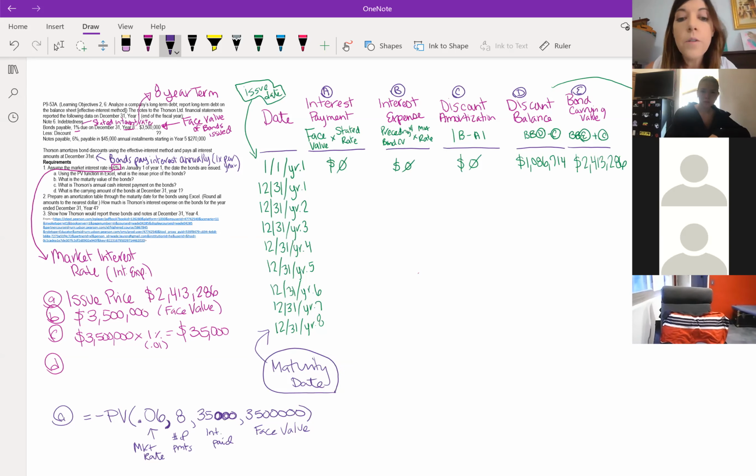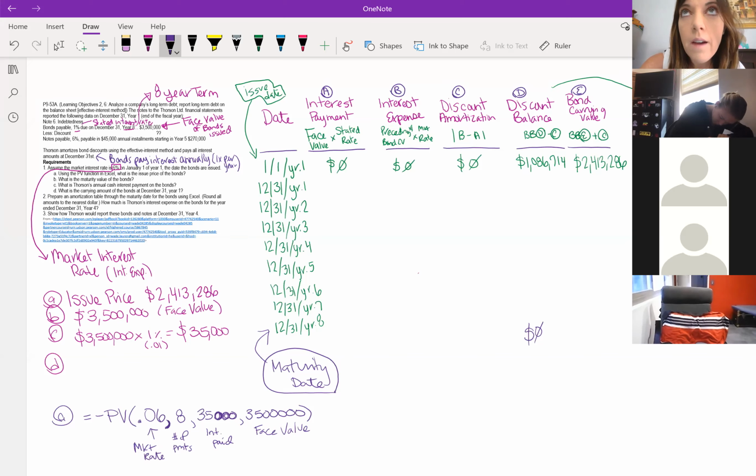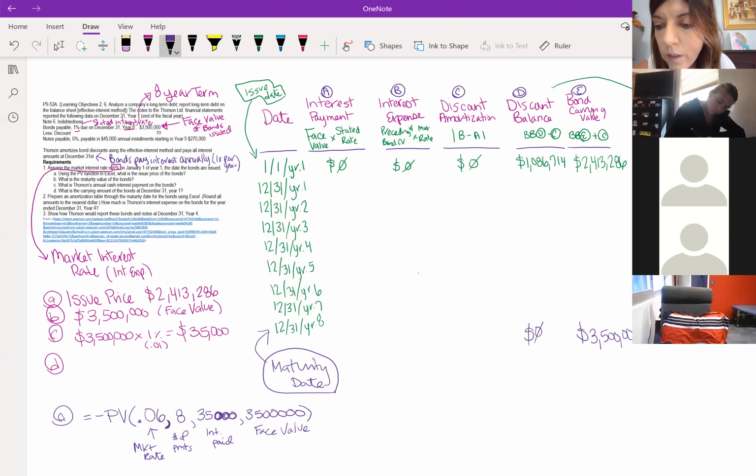Zero. Because you're going to fully amortize that bond to 0. The bond carrying value will equal what at maturity? At the end of year 8, we have to pay back what amount? Face value. So at maturity, the bond carrying value will equal 3.5 million, face value.